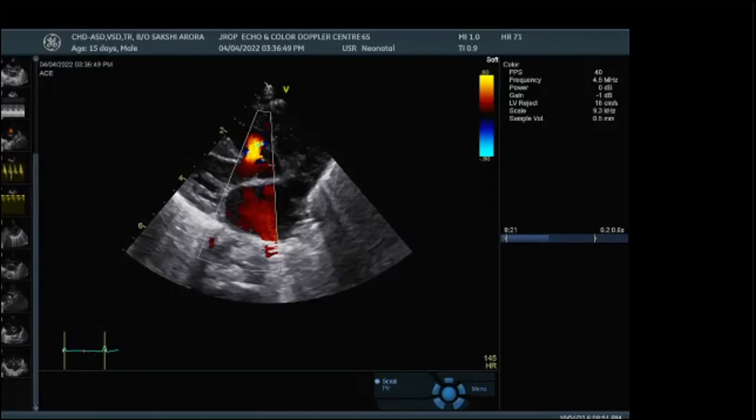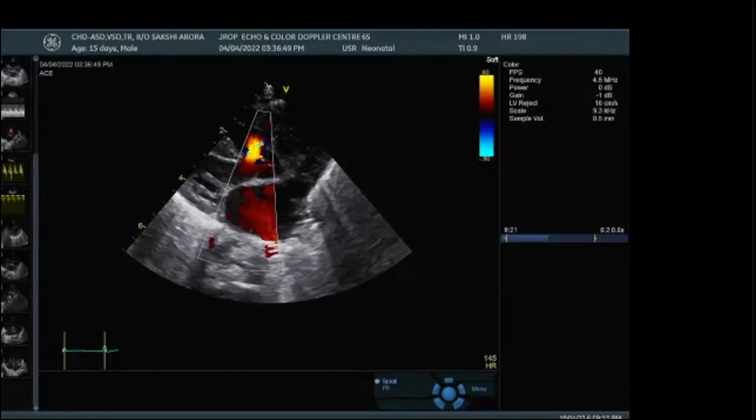Sir, aliasing you told we can overcome by shifting the baseline. Correct. Shifting the baseline in the opposite direction. Are there any other methods to overcome it? Increase the scale or change the baseline. Or shift to continuous wave Doppler. What about the pulse repetition frequency, sir? We do not use pulse repetition frequency anymore. That was a time when we did not have continuous wave Doppler. Now we have a significant continuous wave Doppler.